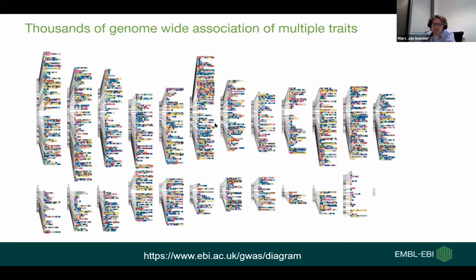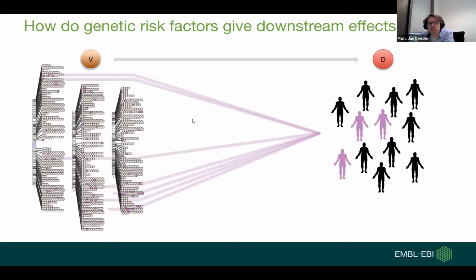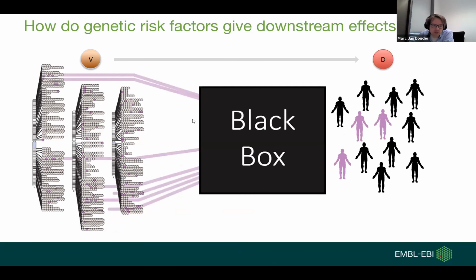Just to give an example, for height, we have over 900 unique variants that each give a tiny increase or decrease in height. But how these variants all work together in giving you a slight increase or decrease for developing disease or changing your height, we don't really know. So this is still sort of a black box. For some sites it's easy, for some it's more difficult.